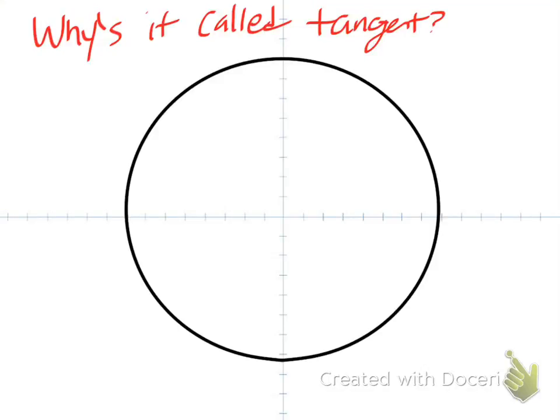Hey class, Mr. Moynihan here to answer the age-old question, why is it called tangent? Because in geometry you learned that something like this is a line tangent to a circle because it touches once and only once. But then you learn in trigonometry or other parts of right triangle geometry that tangent is also this ratio of opposite over adjacent. The question is, why is it also called tangent?